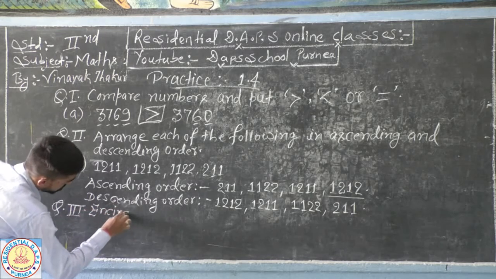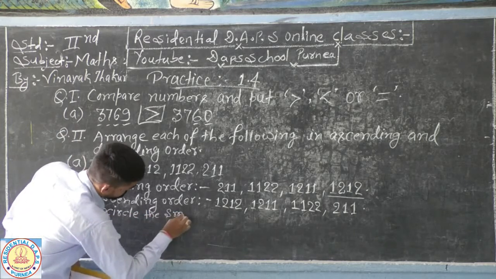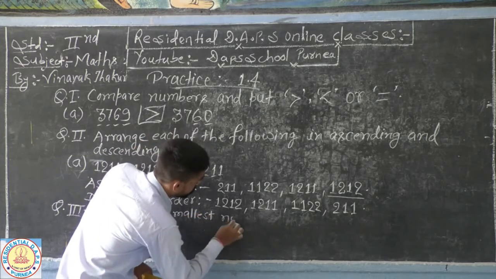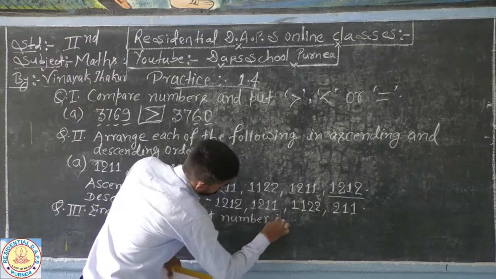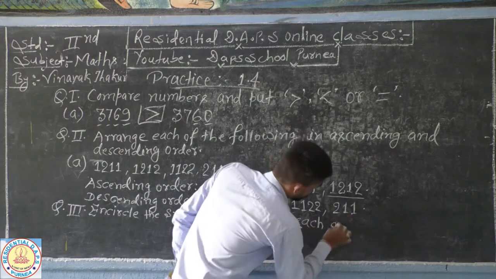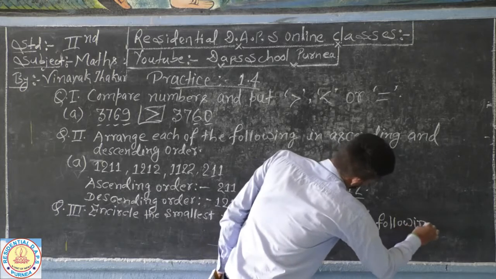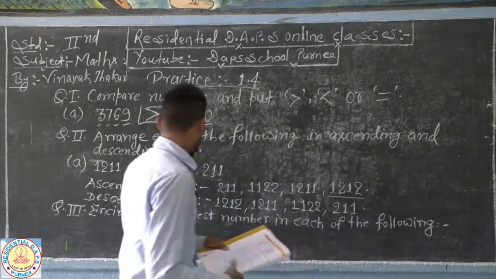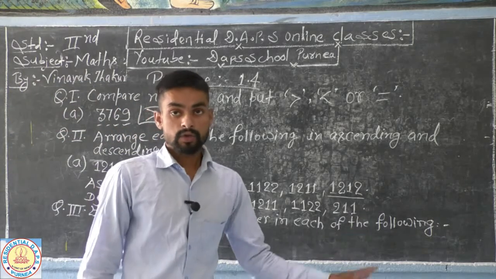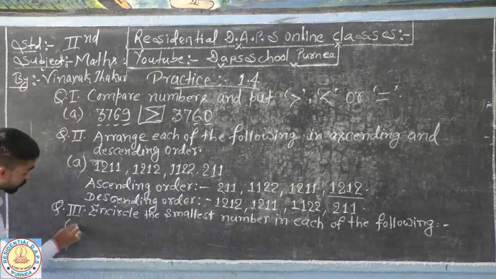Encircle the smallest number in each of the following. So guys, in that question you have to find out the smallest one and you have to identify it with a circle.